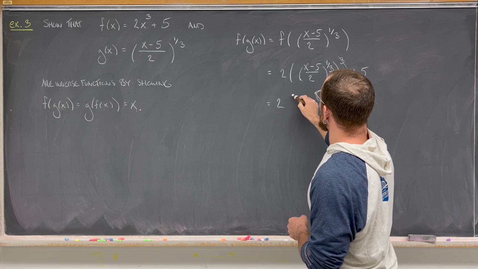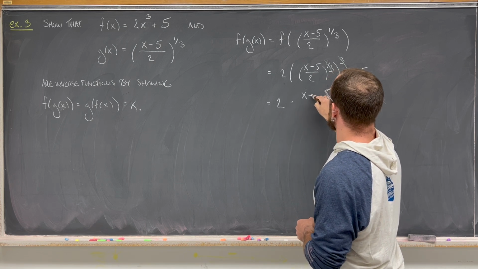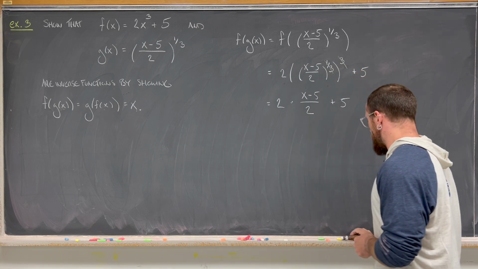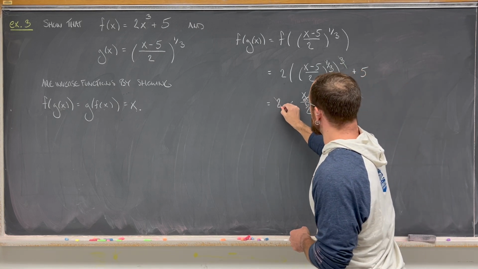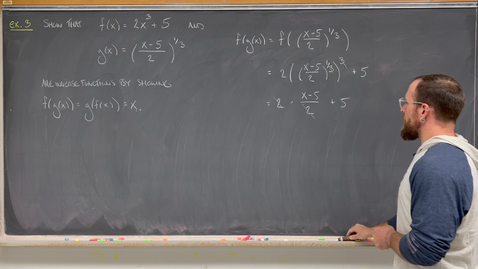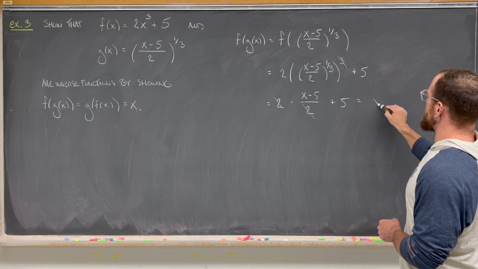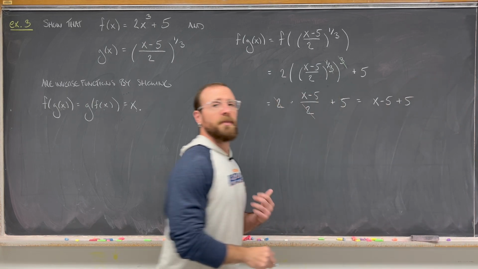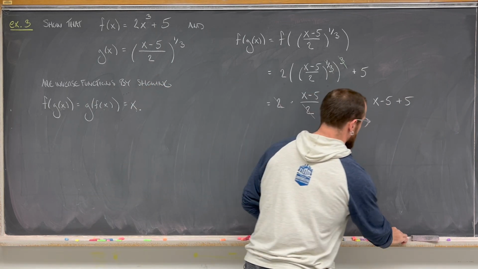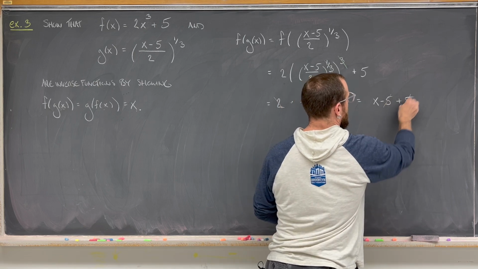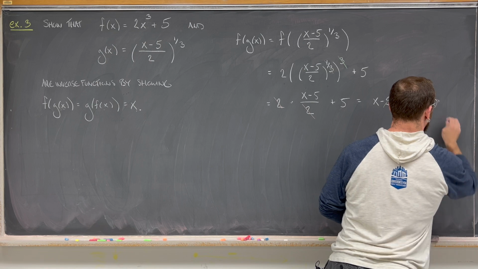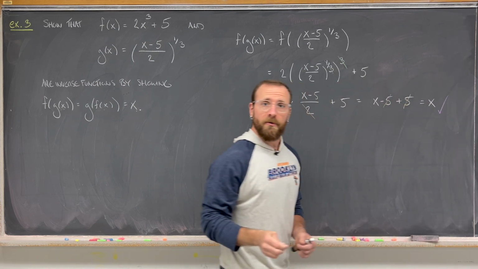Now I've got 2 times x minus 5 divided by 2 plus 5. I just want to show the order in which I'm doing this. Now the 2's cancel. And once the 2's have canceled, this says x minus 5 plus 5. Obviously, the minus 5 and the plus 5 cancel at this point, and you're left with just x. That's what we were hoping for.